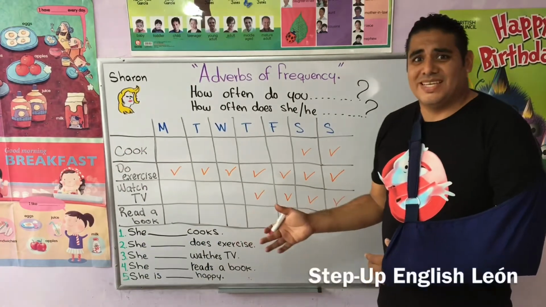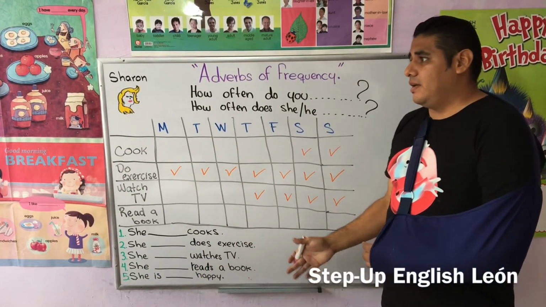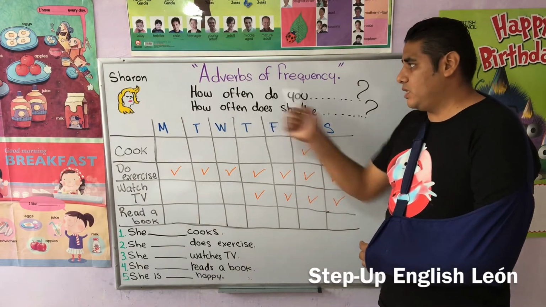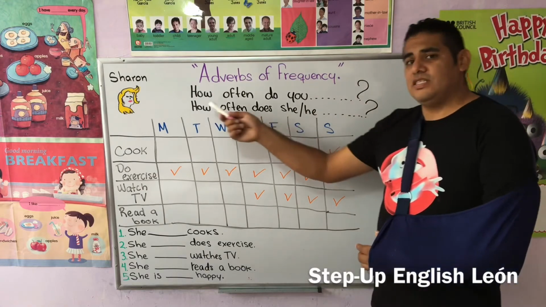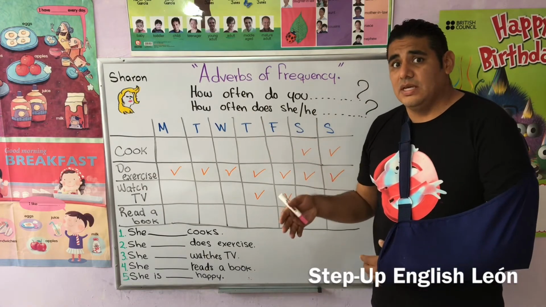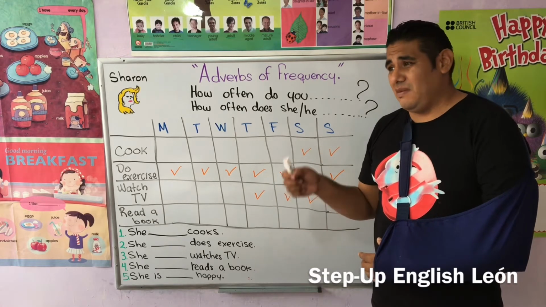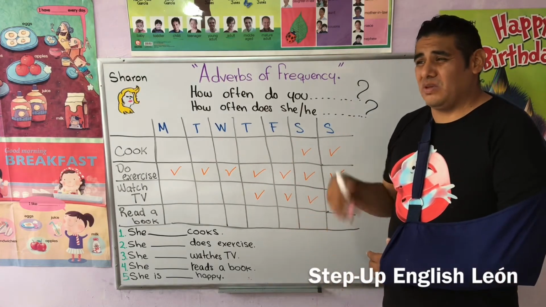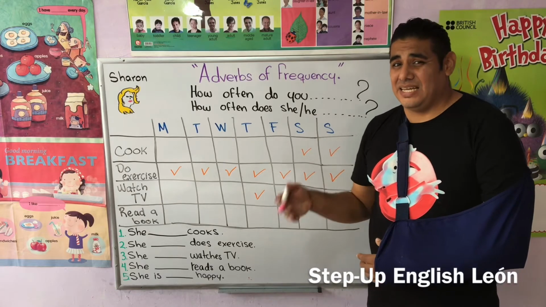Okay, students, it's time to solve this exercise. Before solving the exercise, we're going to see these questions. How often do you...? This question helps us to know the frequency of an action, if you do it 1 time, 2 times, 3 times. For example, 1 time a week, 1 time a year, etc.